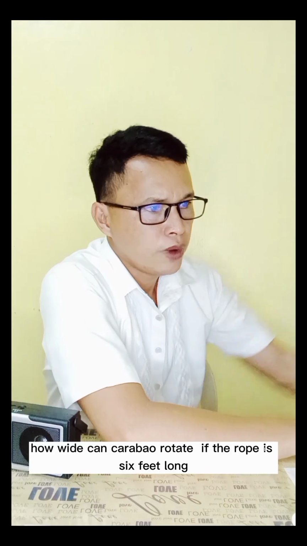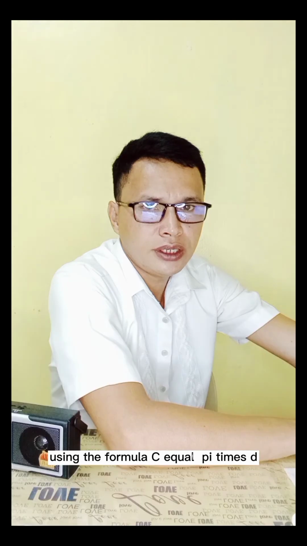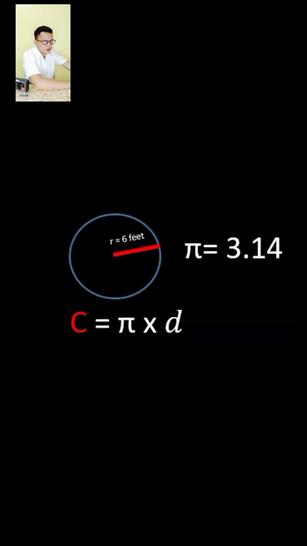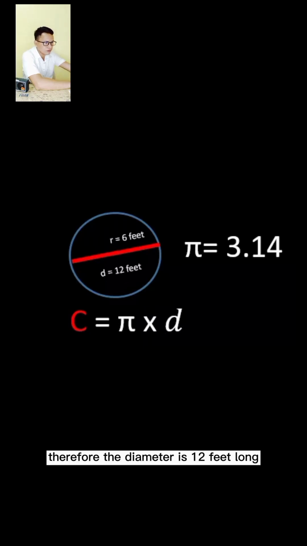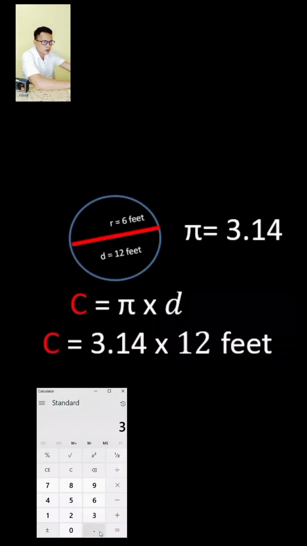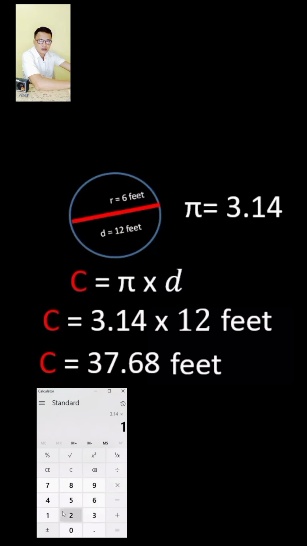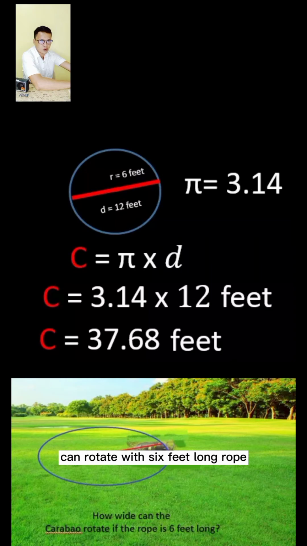So next problem, how wide can the carabao rotate if the rope is 6 feet long? Using the formula C equals pi times D, this problem has no diameter, but we know that twice the radius is the diameter. So twice 6 feet is 12. Therefore, the diameter is 12 feet long. We can now substitute: C equals pi, which is 3.14, times 12 feet is 37.68 feet. So therefore, 37.68 feet is what the carabao can rotate with a 6 feet long rope.